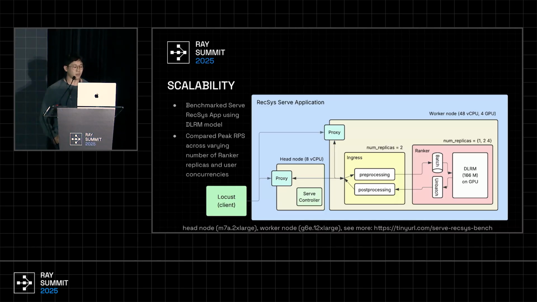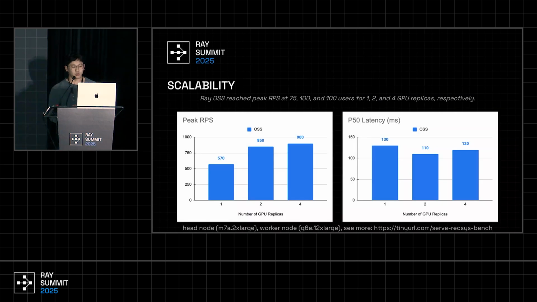So in our benchmark, we ran load tests at various user concurrencies and varying number of ranker replicas to compare throughput and latency between Ray open source and Anyscale runtime. So these are the results for Ray open source in this benchmark. On the left, you see peak RPS at 1, 2, and 4 GPU replicas. On the right, you see the corresponding median latency at these throughputs. So Ray open source reached peak RPS at 75, 100, and 100 users for 1, 2, and 4 GPU replicas respectively.